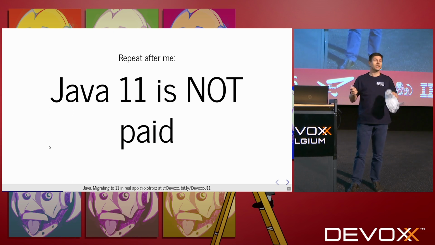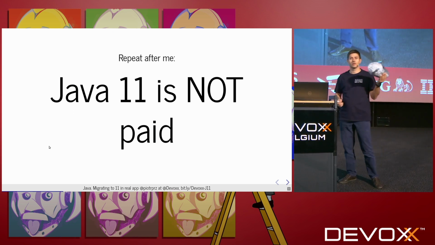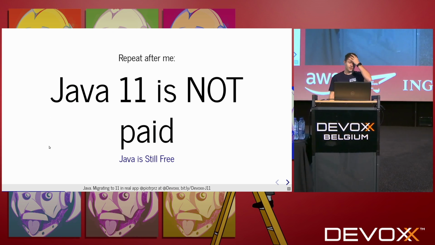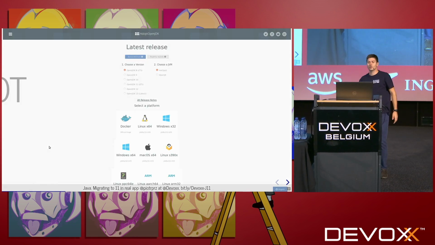Exactly. So stop saying that Java 11 is paid, stop saying that the Earth is flat, and stop wearing one of these, you know? It really makes you stupid, basically. Okay, Java is still free, Java is still GPL v2, so we can refer to this link, of course.